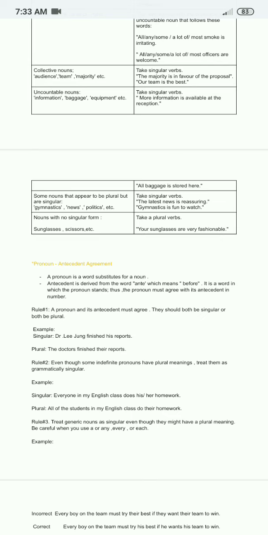Some nouns appear to be plural but are singular. They take singular verbs, like gymnastics, news, politics, etc. Here are the examples. The latest news is reassuring. The other one: Gymnastics is fun to watch.